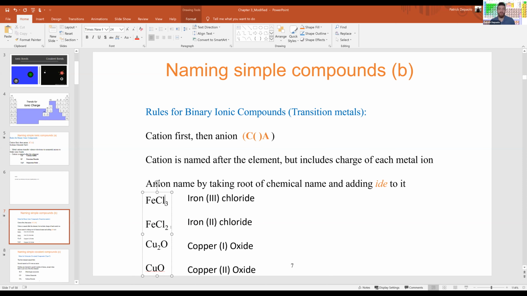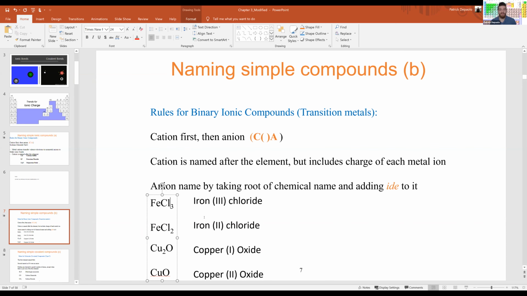For iron 2 chloride, it's the same thing, but instead of 3 chlorines, you have 2 chlorines. And that's it. That's how that works. We'll get into the next example. Are there any questions on those two?